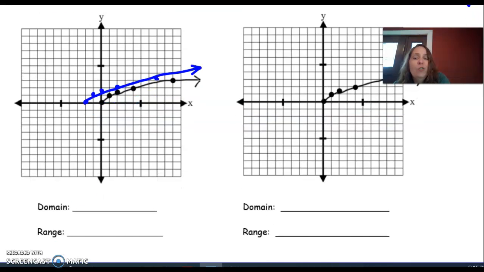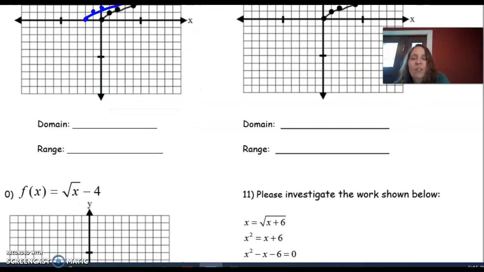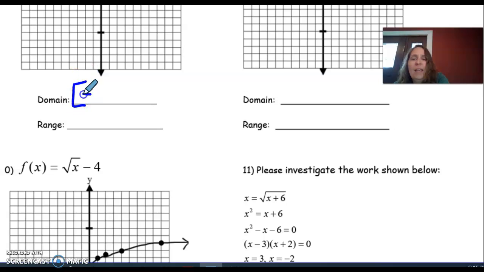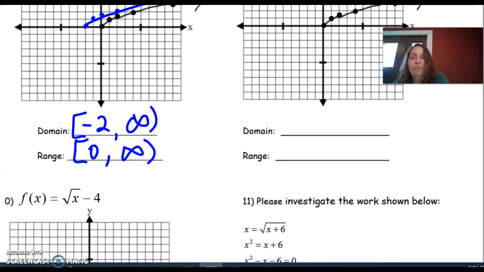So left by 2 units, sorry about that, means that we're going to start with our domain at -2, and then we're going to go to positive infinity. We didn't move up or down at all, so we're going to keep that original range of 0 to infinity.